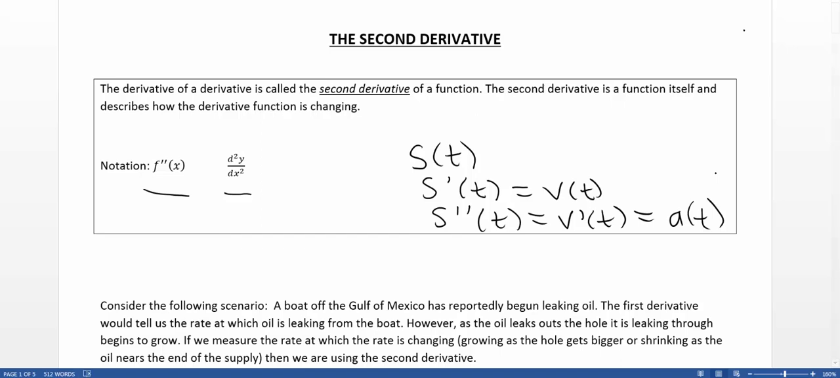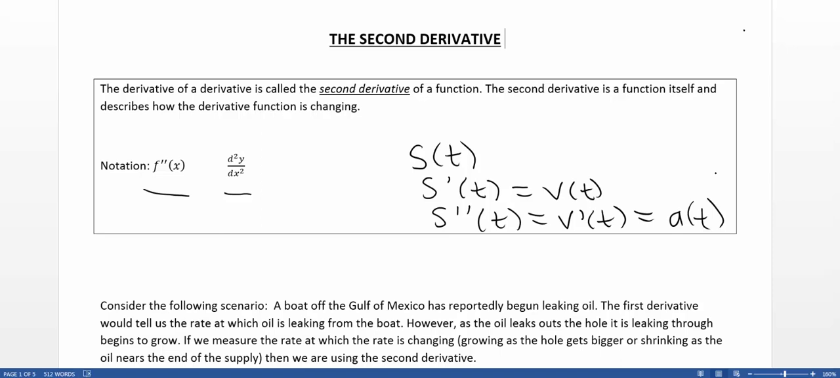If you think about driving, s of t is your position at any time. Your velocity is how quickly your position is changing, so something like 50 miles an hour. But your second derivative is how quickly the rate at which you're driving is changing. So if you're going from 50 to 60 miles per hour, that means you are accelerating. Whereas if you go from 70 to 40, you are decelerating because you're slowing down. So even though your position is still moving in the positive direction, the rate at which your car is moving is slowing down. So the second derivative gives us some insight into how the rate of change is changing.